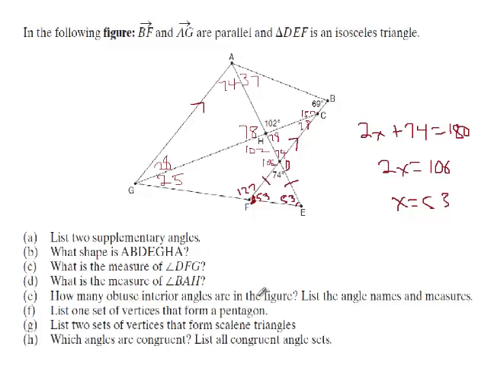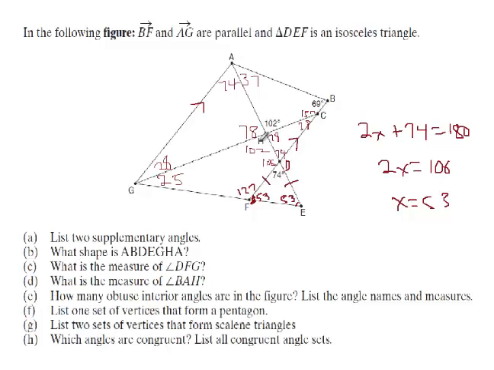Congratulations to us. Okay. How many obtuse interior angles are there? Obtuse means between 90 and 180. How many angles in this figure are between 90 and 180? 1, 2, 3, 4. So I see 4 obtuse angles here. And name them: well, this is DFG. This is FDH, or FDA, makes no difference. This is GHD.